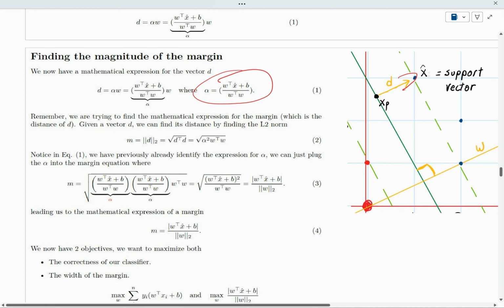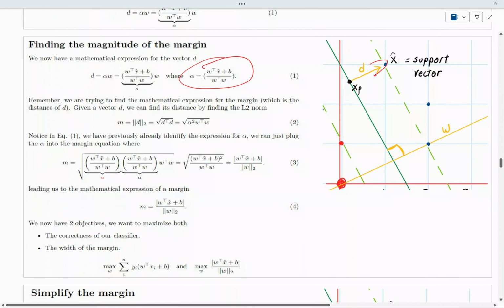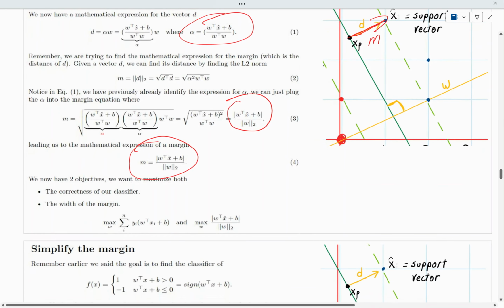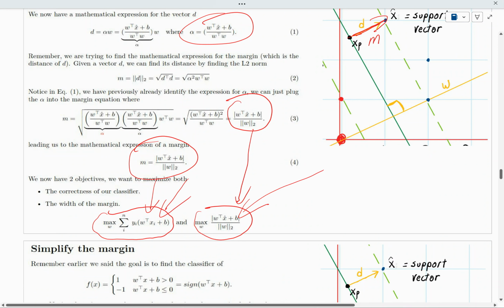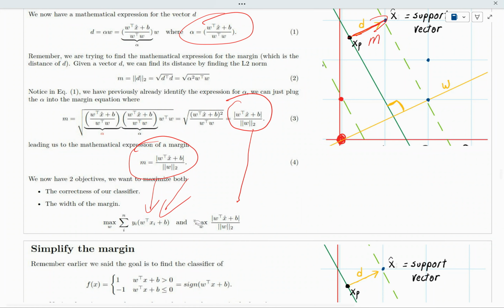So here, the key you want to remember is that we are trying to find this magnitude, right? This right here is a mathematical representation of the margin. And what do we want to do? We want to maximize the margin. So what we have now is we are trying to maximize the margin. That's the equation of the margin. And this right here is the equation for correctness. So now we want to find a W that maximizes the margin and maximizes correctness. So we have two equations we're simultaneously trying to maximize.